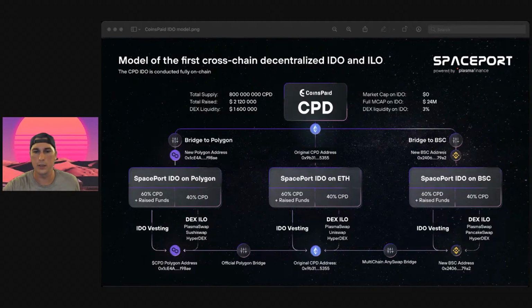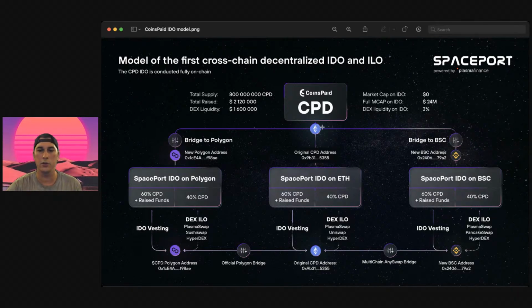So first of all, the CoinsPaid token was issued on the Ethereum chain, and the total supply was 800 million CPDs. The total raise from the seed rounds and the public is 2.120 thousand. And the DEX liquidity that will be provided on the first day right after the IDO is around $1.6 million. So it's pretty huge liquidity. The market cap on IDO, because all the tokens are locked and there is no circulation, just the DEX liquidity, is zero. So this is almost a zero cap, zero sell pressure IDO and fully decentralized. And the fully diluted market cap, a calculation of the DEX listing price and the total supply, is 24 million. The DEX liquidity, that liquidity that will be provided from the team to the DEXs, is around 3% of all emission of the tokens.